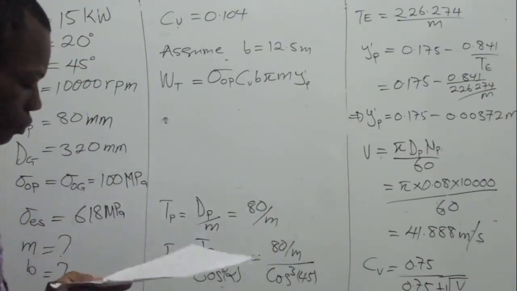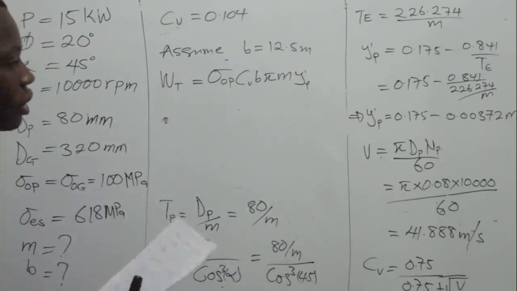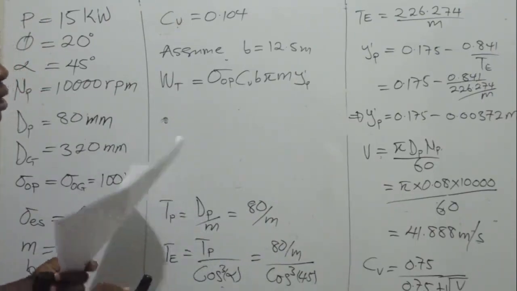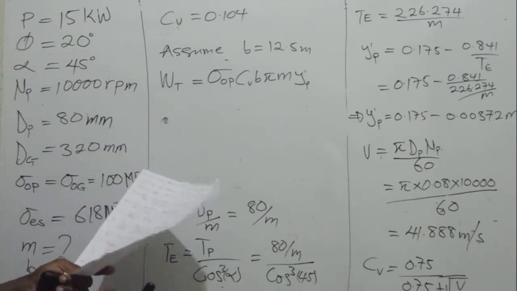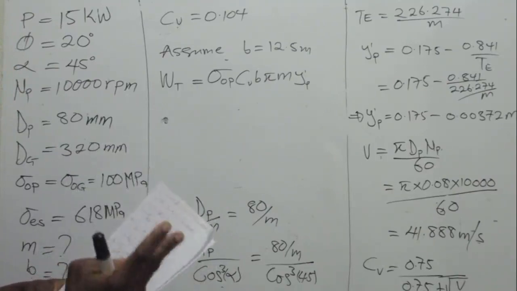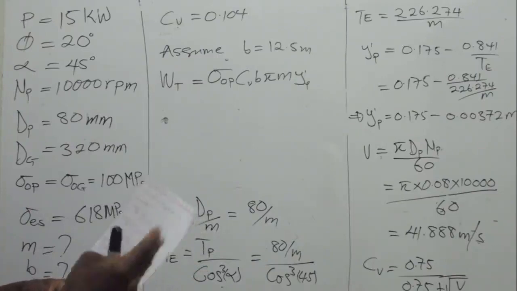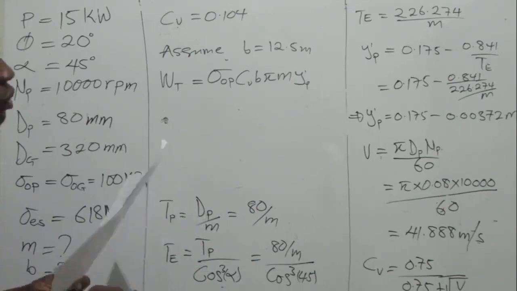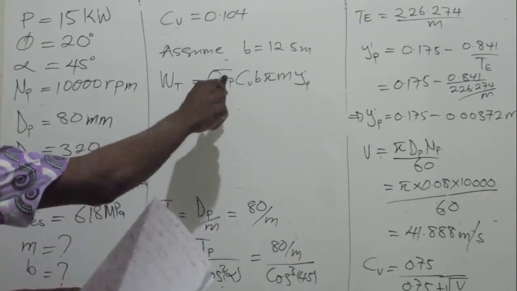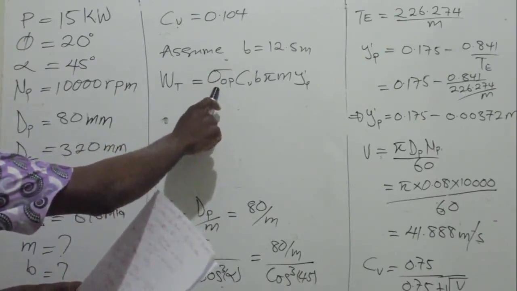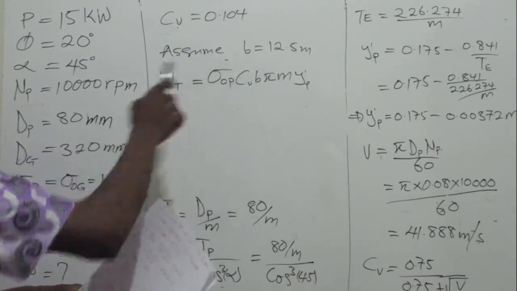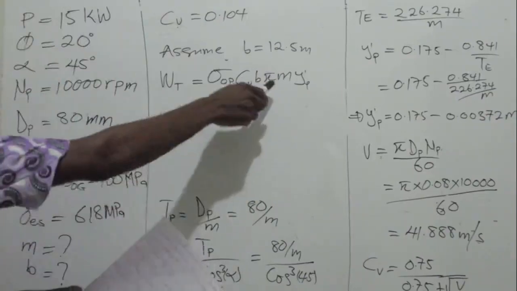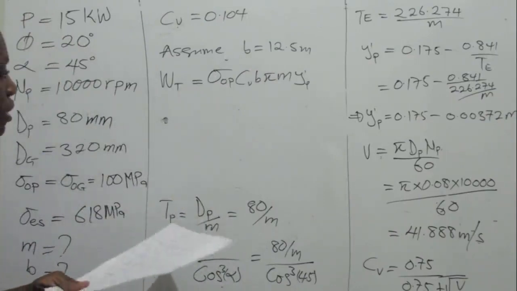We're told that the gear and the pinion are made of the same material, and in such cases we know that the pinion is the weaker element. So in that case, the design will be done based on the pinion. So we are going to use in this Lewis equation the allowable static stress for the pinion. We have the CV, the velocity factor, the face width, the module, and then the form factor.